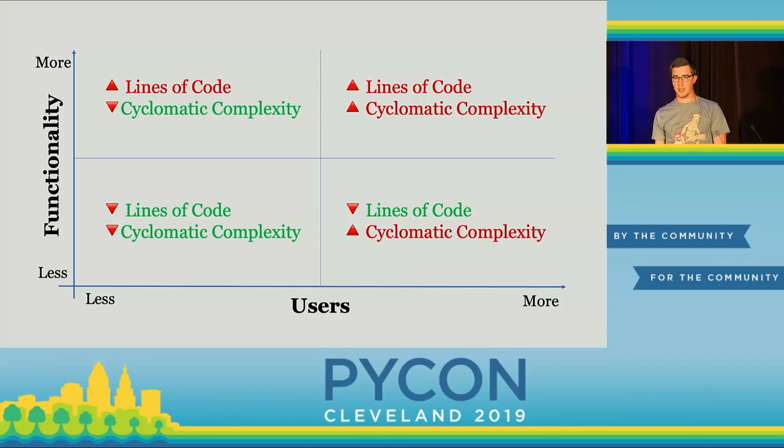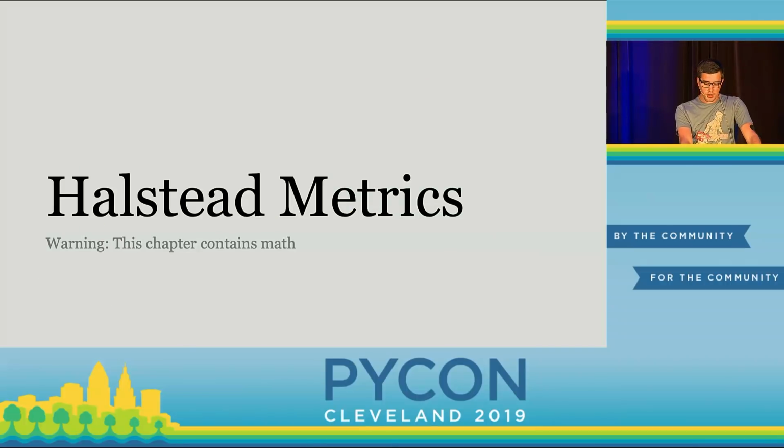And then a double whammy is when you've got a lot of users and a lot of functionality. CPython itself is a good example. It's used by millions of people, it's got a lot of functionality, so it has a lot of complexity. So if lines of code and cyclomatic complexity can't really be used as measures for big applications, what can you use instead? I'm going to talk about Halstead metrics.